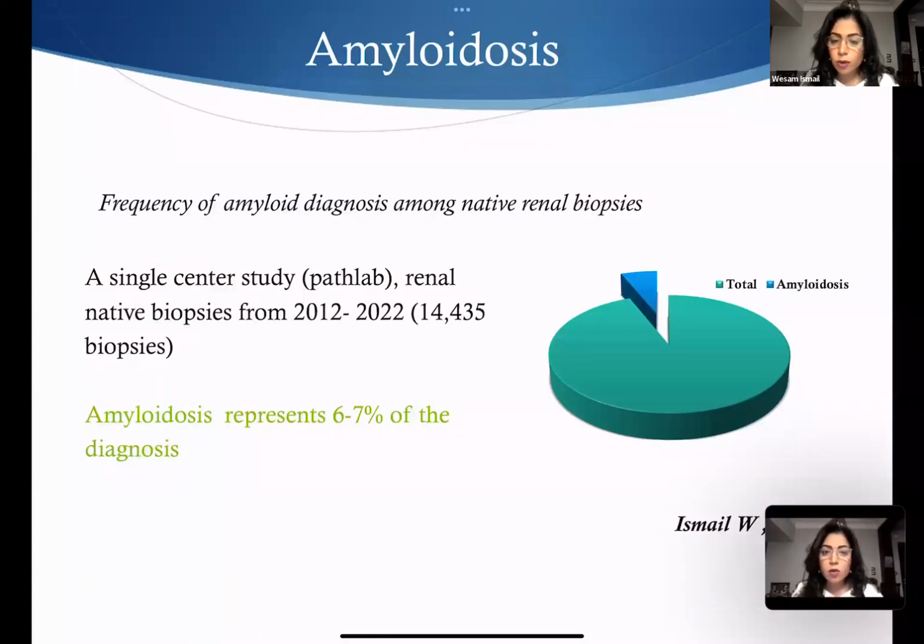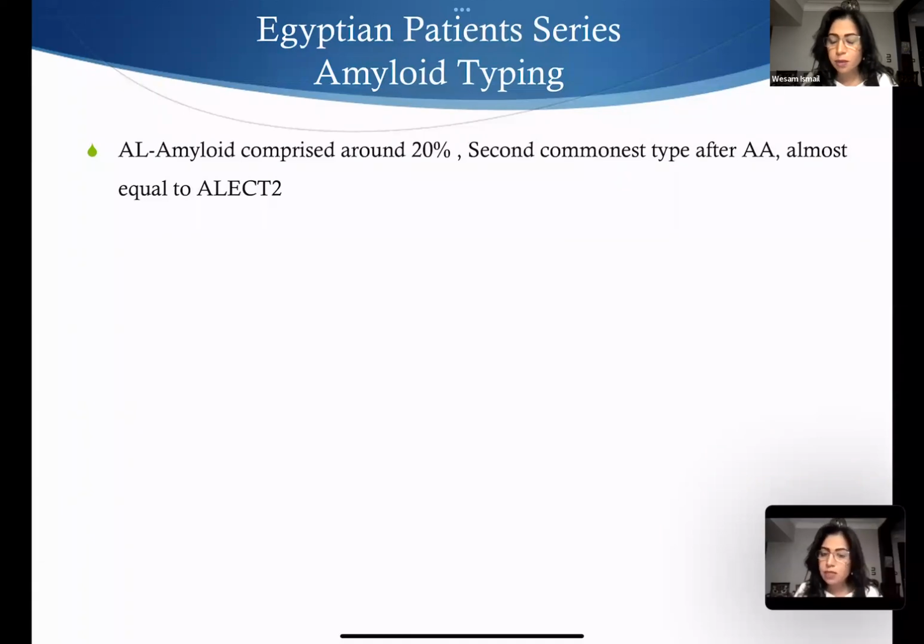I also want to hint that AL amyloidosis is not a rare type of amyloid in our country or among our patients, and this comes from our own patient cohorts and from our lab. Out of 14,435 biopsies received in the last 10 years, amyloidosis in general represented 6 to 7% of the diagnoses. In comparison, membranous, for example, represents 10% of the diagnoses.